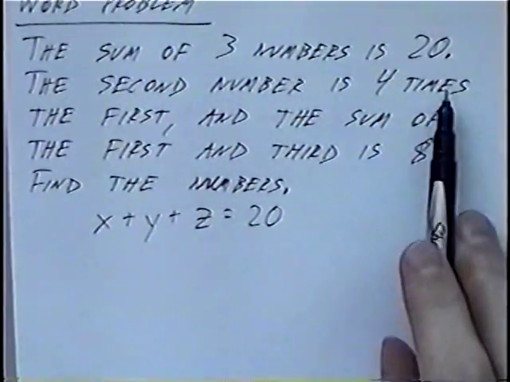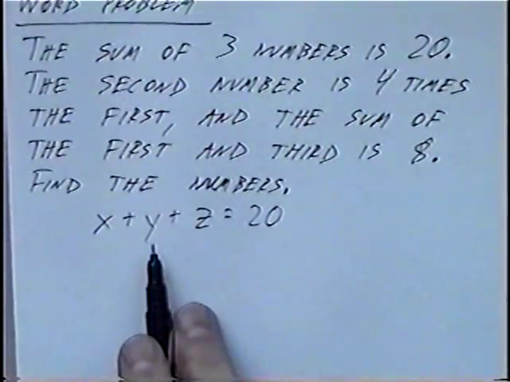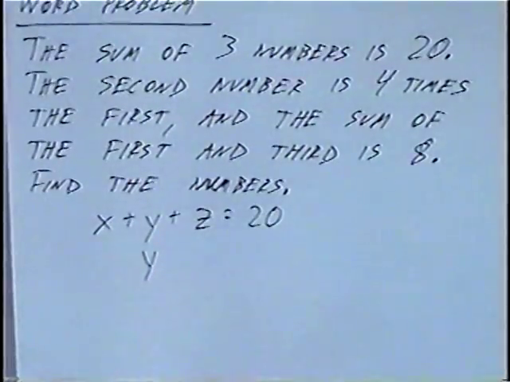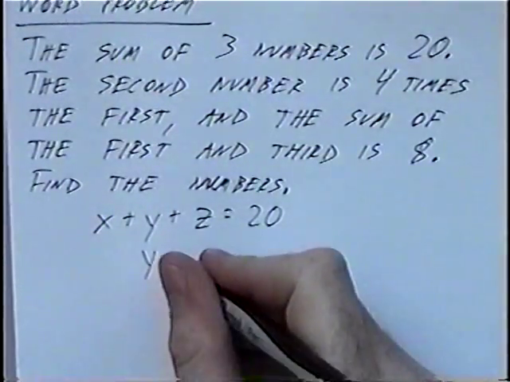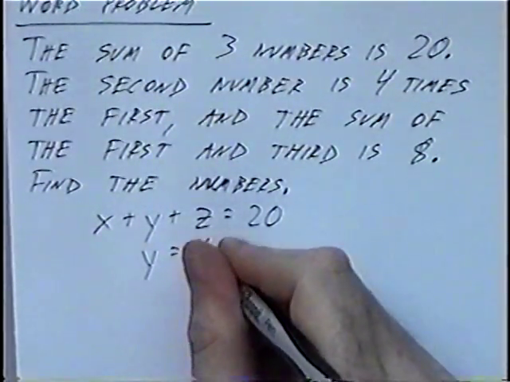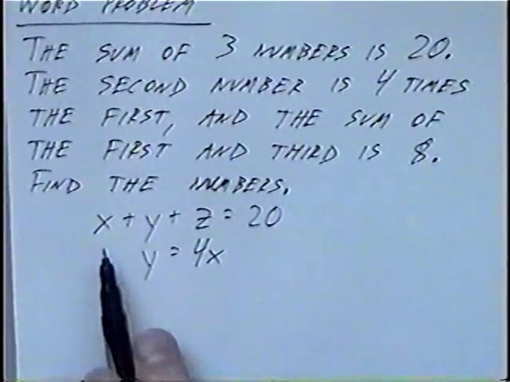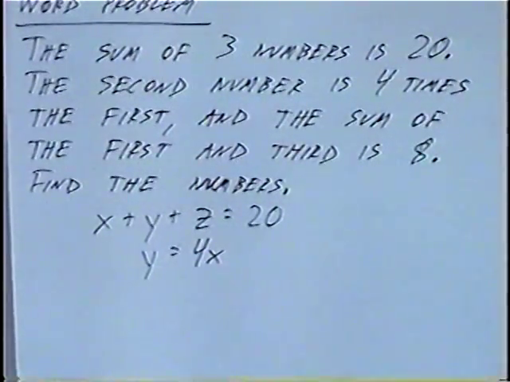The second number is 4 times the first. The second number, which would be y, is 4 times as big as the first number. So if we take the first number, which is x, and multiply by 4, that will equal the second number.